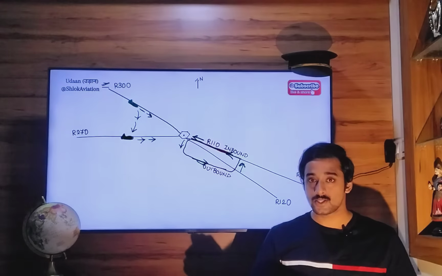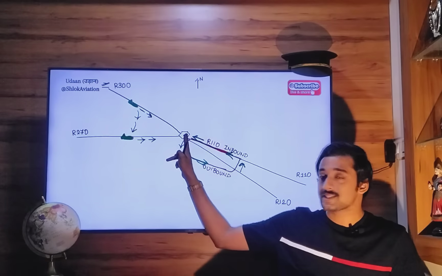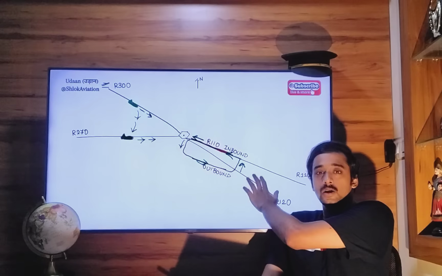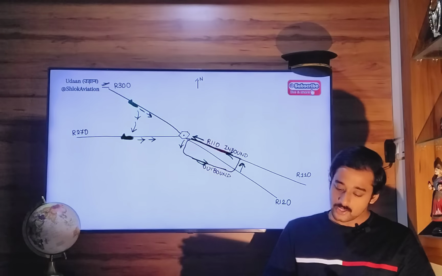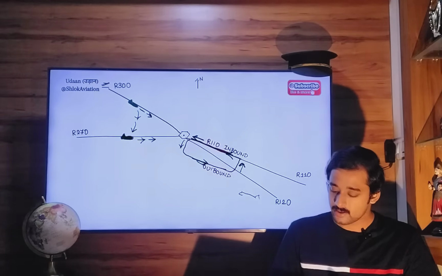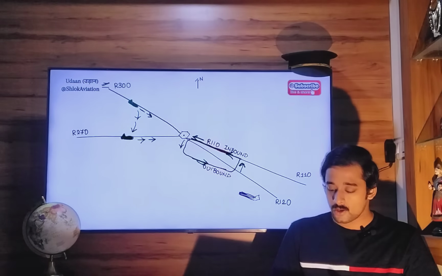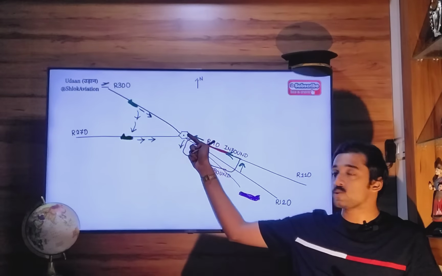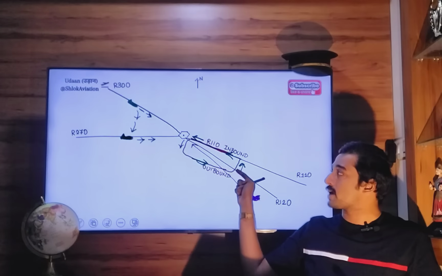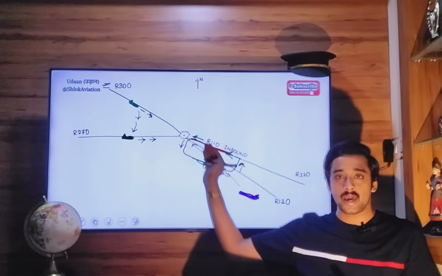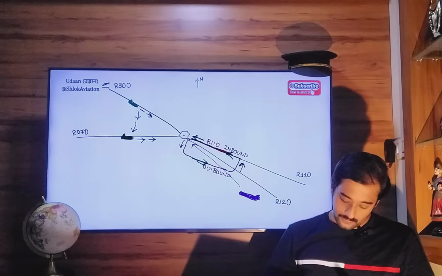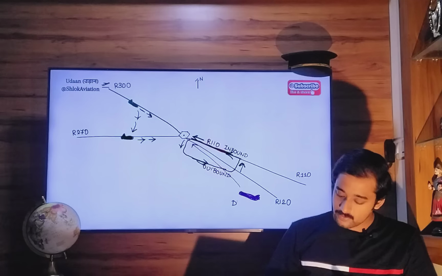Now direct entry will be used if you are approaching this station from somewhere here or here. So if you are approaching from somewhere here, what will you do? Your course of action will be to fly directly to the station and then start making left hand turns. Very easy. Just go direct to the station, make a left hand turn. This is the direct entry.